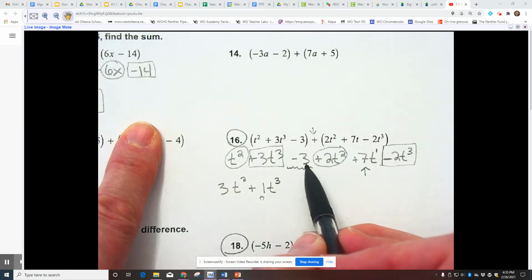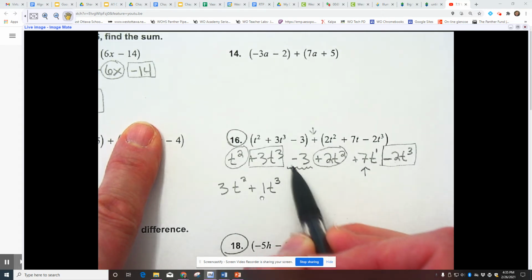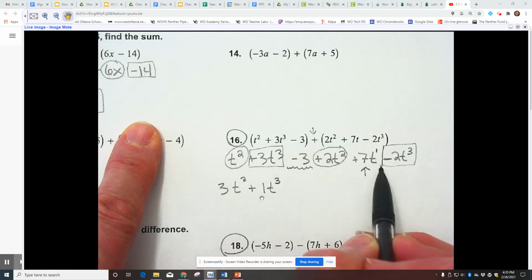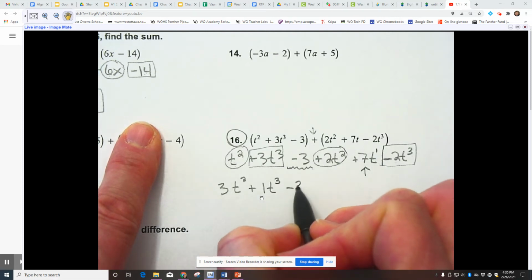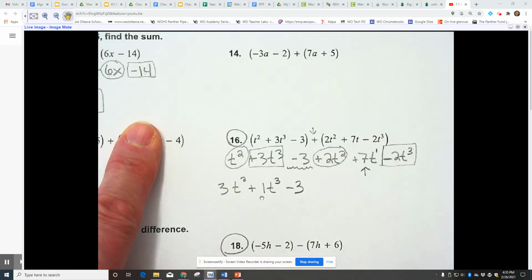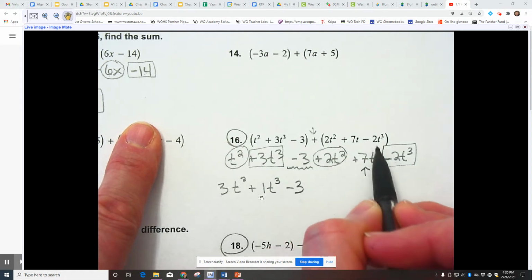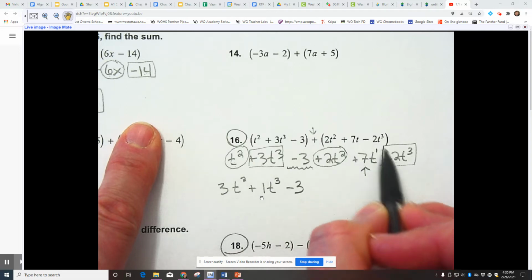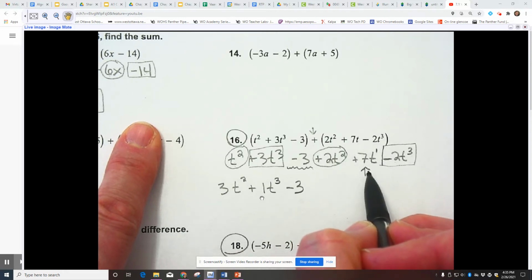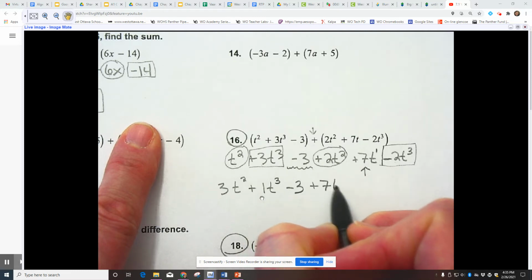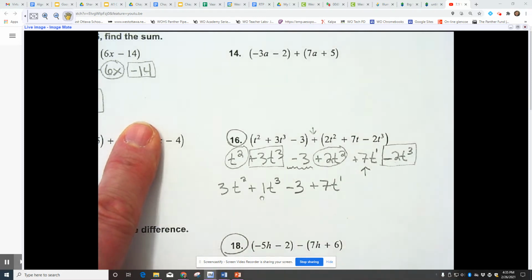Okay, keep going. I have my negative 3 here, gave it a squiggly underline. There's nothing else with a squiggly underline, so just copy that negative 3. Keep going. I already took care of my circles. This is the last term I haven't done anything with yet, the one I put an arrow under. So stick that guy on the end, 7t to the first power.